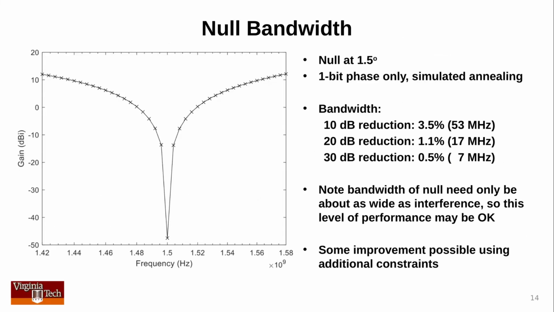You might fairly wonder about the bandwidth of this method. If you do nothing to optimize over frequency, the bandwidth is mediocre, as you might imagine. That's what this plot is showing. Here we're looking at the gain in the desired null direction as a function of frequency.